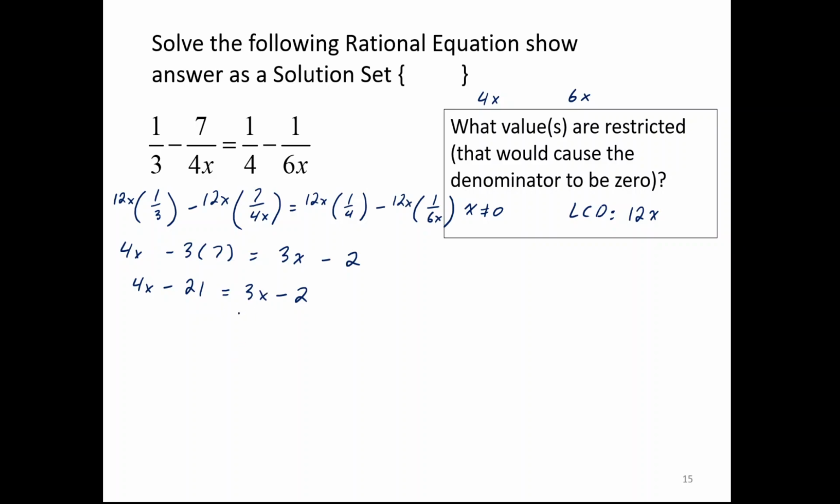And we subtract 3x from both sides. It gives the equation x minus 21 equals negative 2. And then we can add 21 to both sides, so that x equals positive 19. Now, thinking back to our restricted values, we said x could not be 0. Here we have found that x equals 19, so that is quite likely a valid solution. So my open brace 19, close brace, is my solution set.